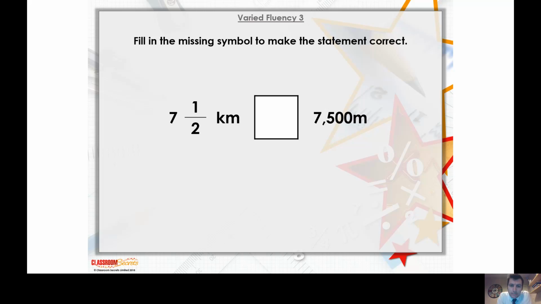Think about the missing symbol that should go in here. 7.5 kilometers and 7,500 meters. I know that there's a number of meters in a kilometer.